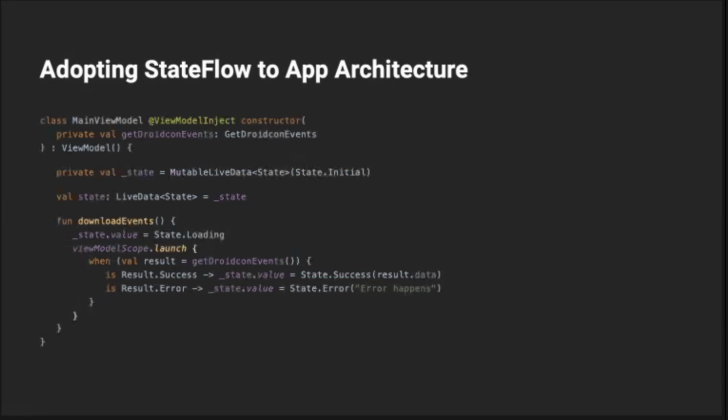Assuming we currently use MVVM and we have a main view model class, and this class has one use case, getDroidCon events, which returns a list of string, and we have a private mutable live data with state.initial assigned as the initial value, and an exposed public state, and also a download events method, which starts with changing the current state to state.loading, then triggers the get droidCon events operator function.